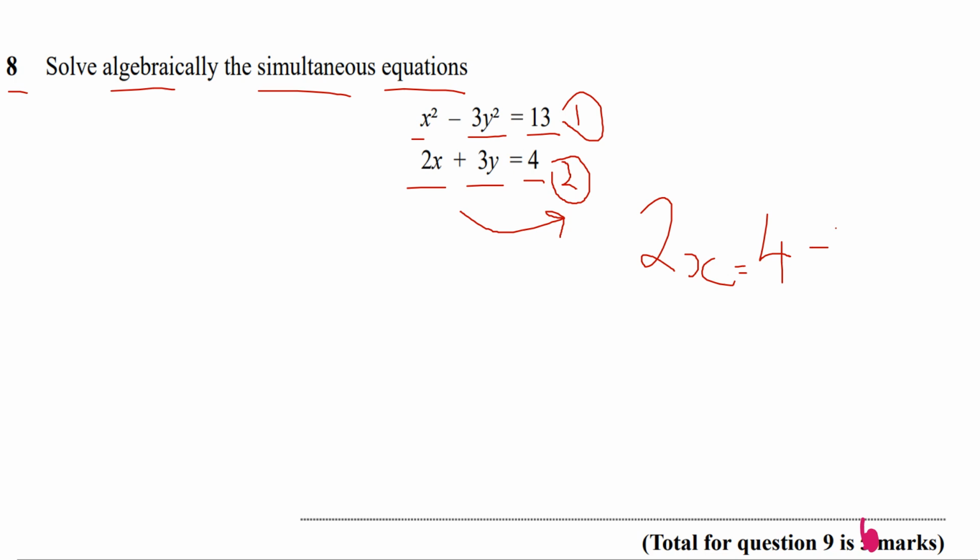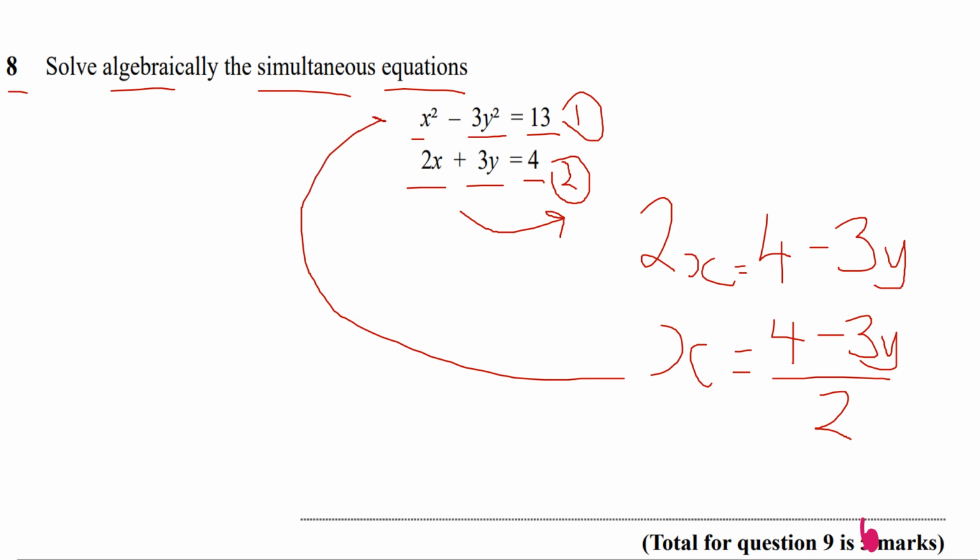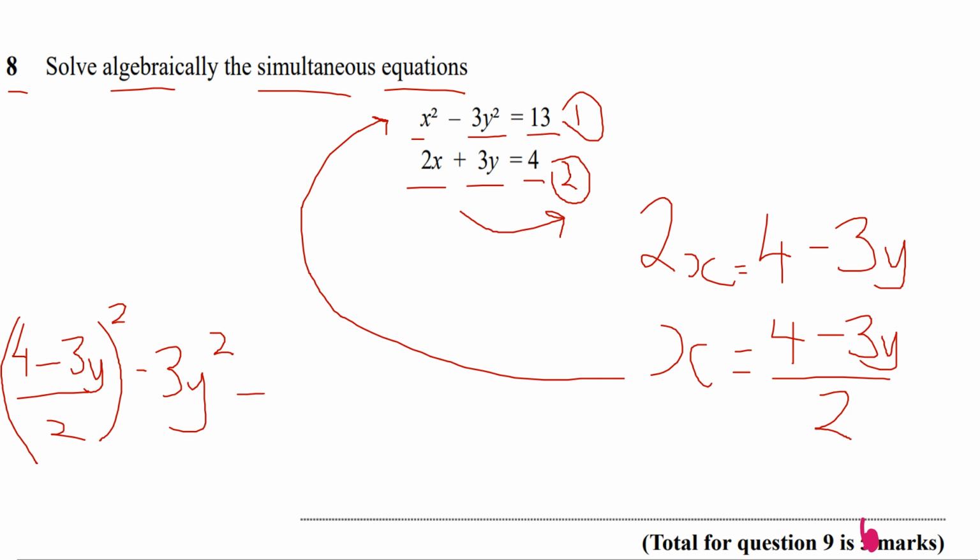I've subtracted 3y on both sides of my equation to balance each side, and I'm going to divide by 2. We have x is equal to 4 minus 3y all over 2, or 4 minus 3y all halves. I'm now going to substitute this back into equation 1 to have an equation that involves just y's. We're going to have 4 minus 3y over 2 all squared, because obviously I'm subbing in x, minus 3y squared. Then I'm going to subtract 13, to make it equal to 0, because I want that quadratic to be equal to 0.